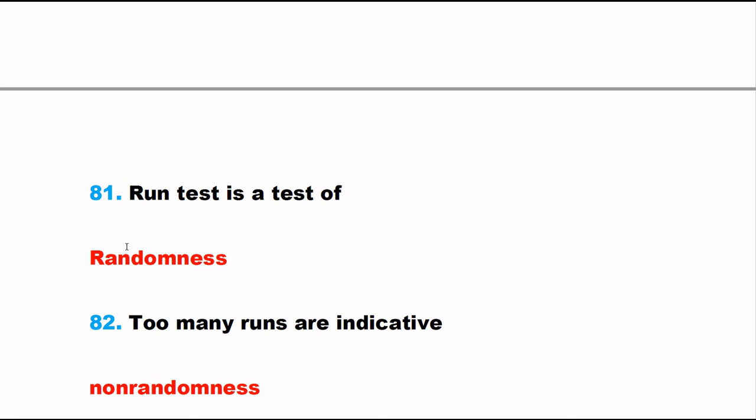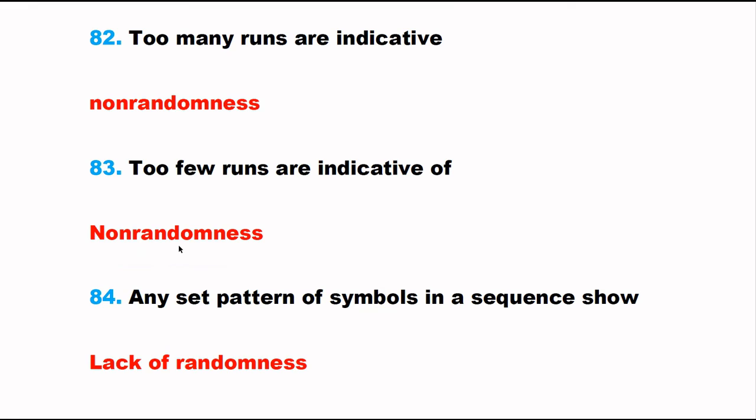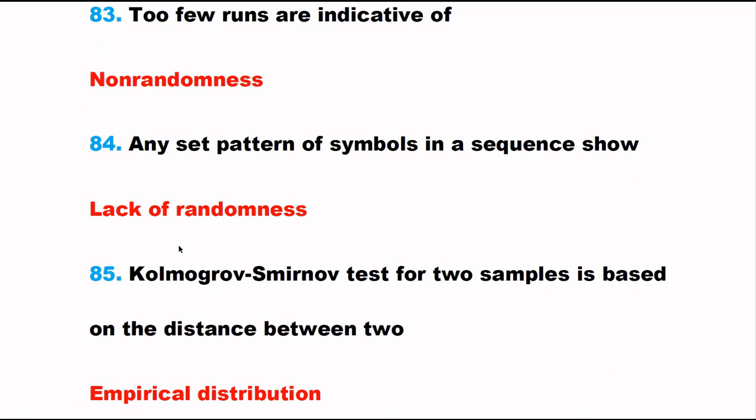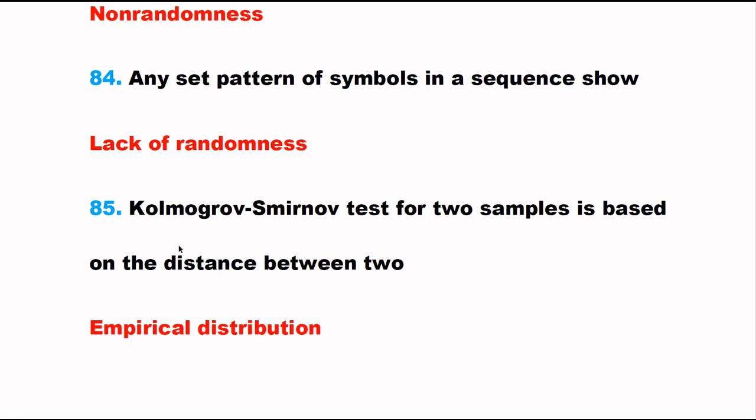Run test is a test of randomness. If we want to check the randomness of the data, we use the run test. Too many runs are indicative of non-randomness. If any data set constitutes too many runs, then this is a sign of non-randomness in the data. Too few runs are also indicative of non-randomness. Any set pattern of symbols in a sequence shows lack of randomness.